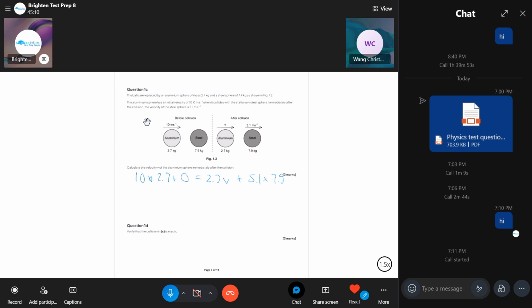10 times 2.7, okay, that's a bit borderline now. I would maybe say that does not necessarily have to be written as 10 again. And what do we have to do in order to isolate the 2.7 V? 27 minus the 5.1. Yeah, good one. That's important.